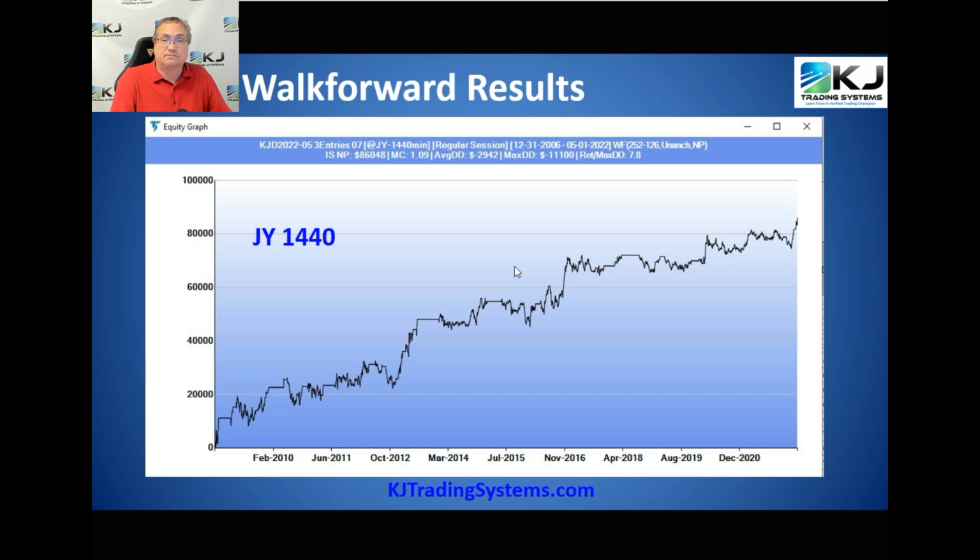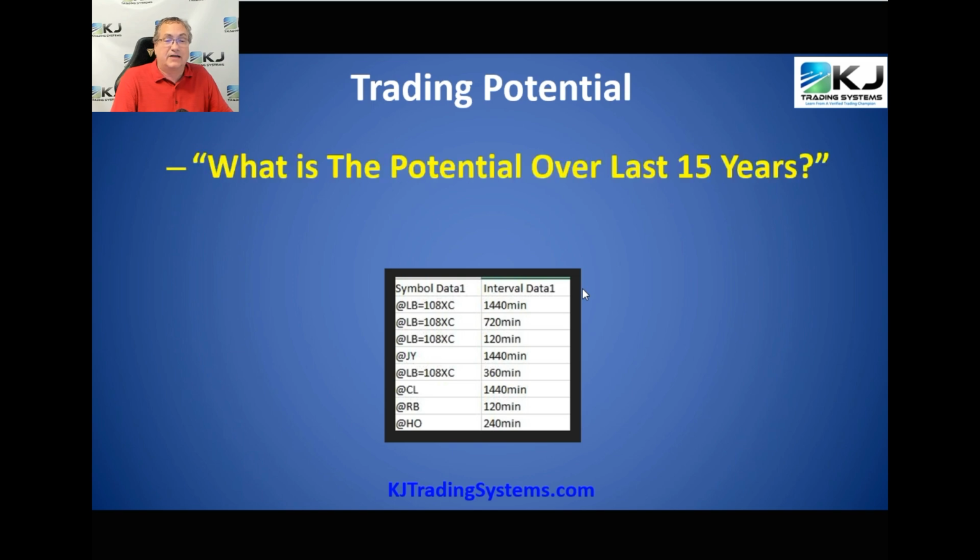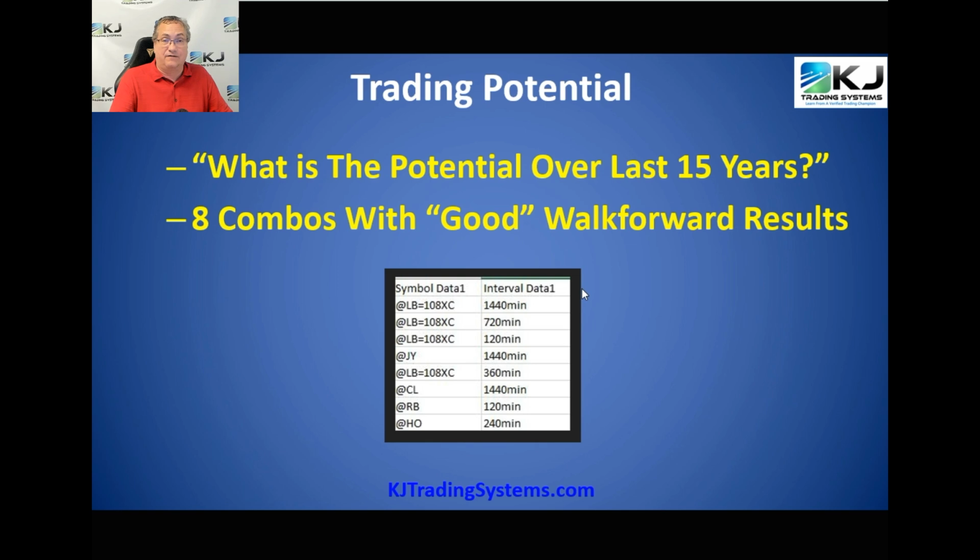Some strategies, it's better to be on the sidelines sometimes, and this one does that. So when I look at trading potential, what's worked over the last 15 years, again, I've showed this in other videos. There's 8 combinations that work really good, and those are them. And if you notice, 4 of them are lumber. That's LB. Lumber's kind of a scary thing to trade. If you go to my website, I have a good article on trading lumber.